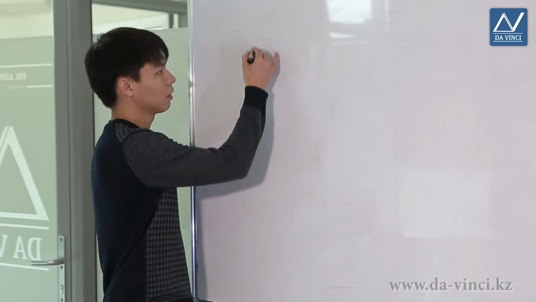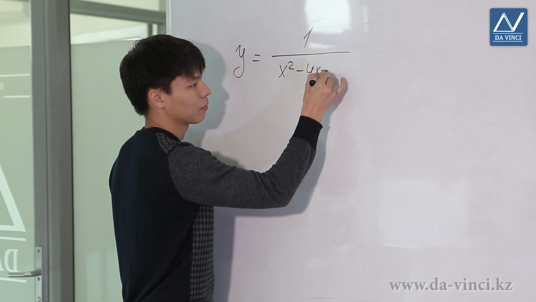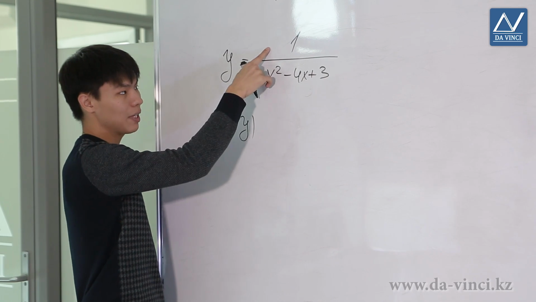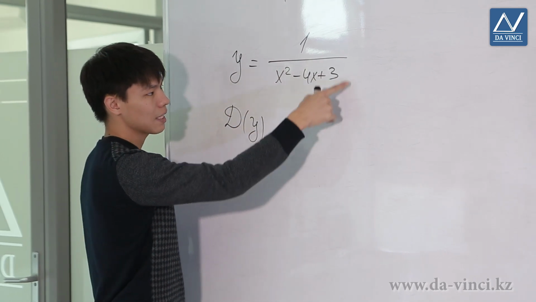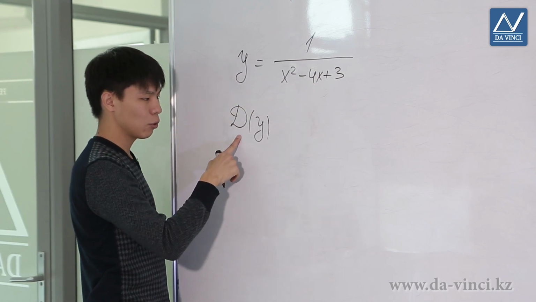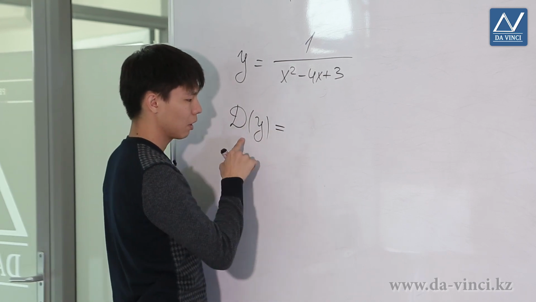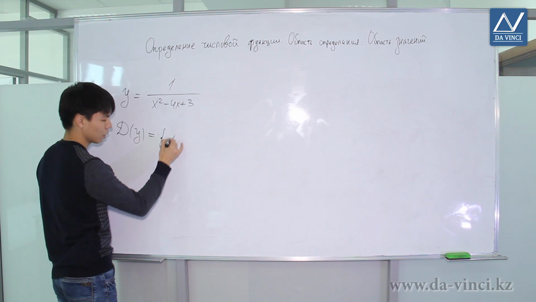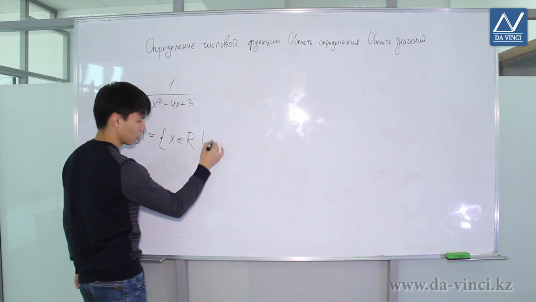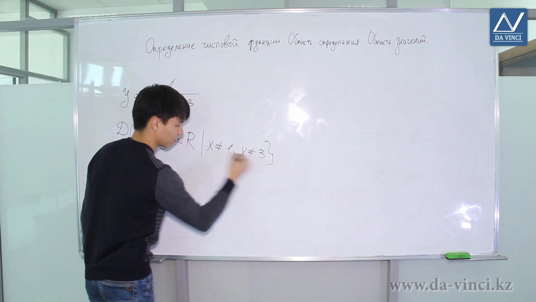Let's consider more examples. Let's suppose we have this function, 1 divided by x squared minus 4x plus 3. It is required to find the domain. This function is defined for any value of x, except when the denominator is 0. We already know that the denominator turns to 0 at points 1 and 3, so the whole number line will be the domain, except for points 1 and 3. It can be written as follows. D of y is the set of values of x from R, such that x is not equal to 1, and x is not equal to 3.